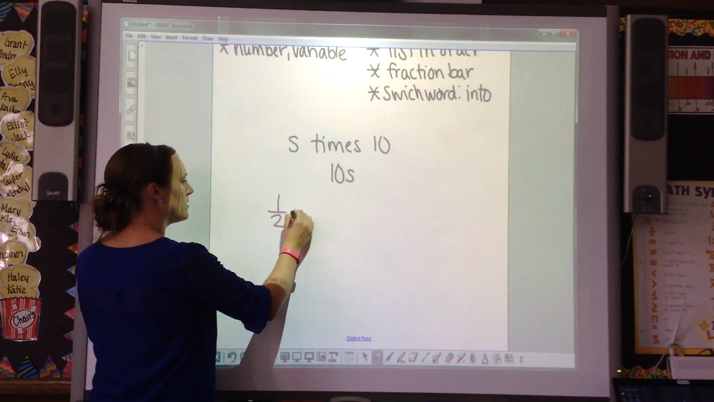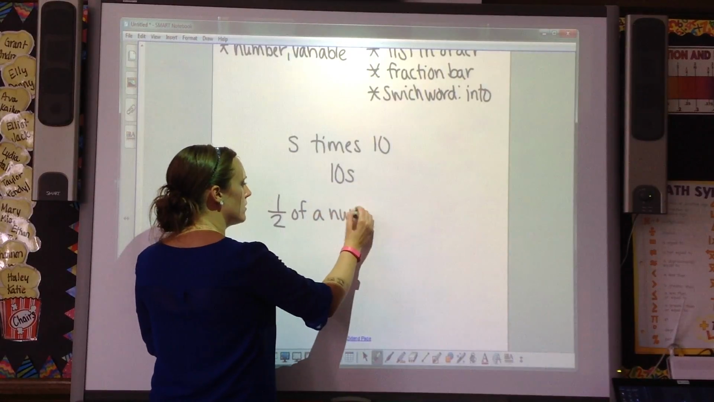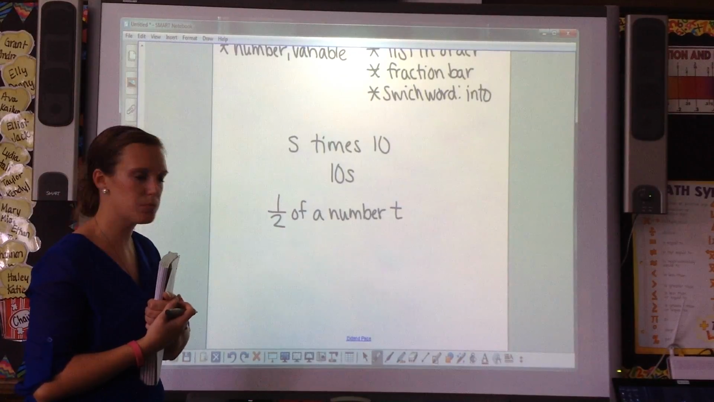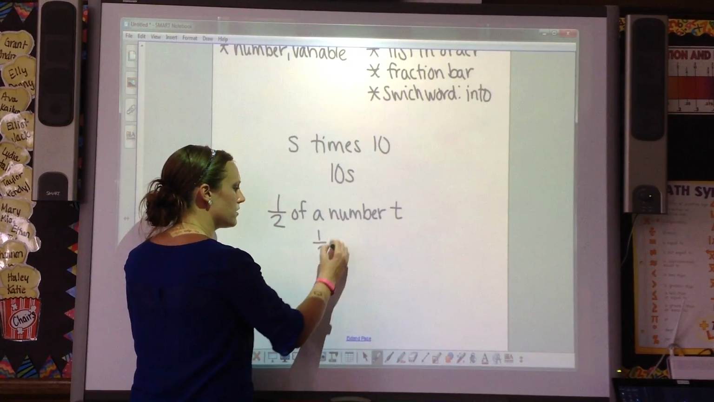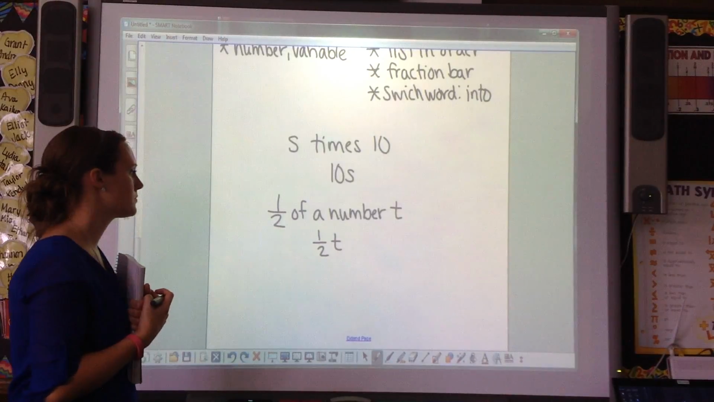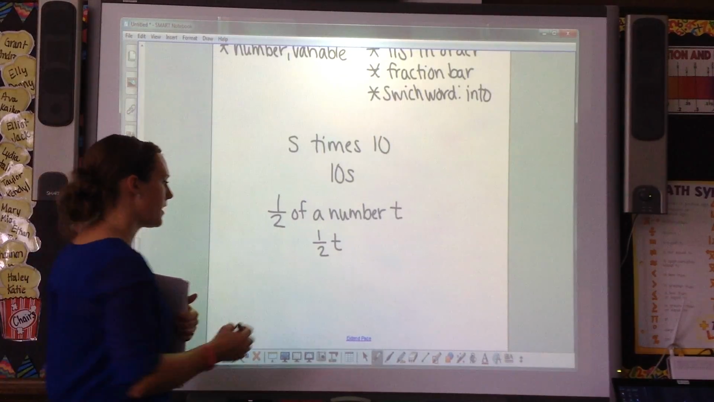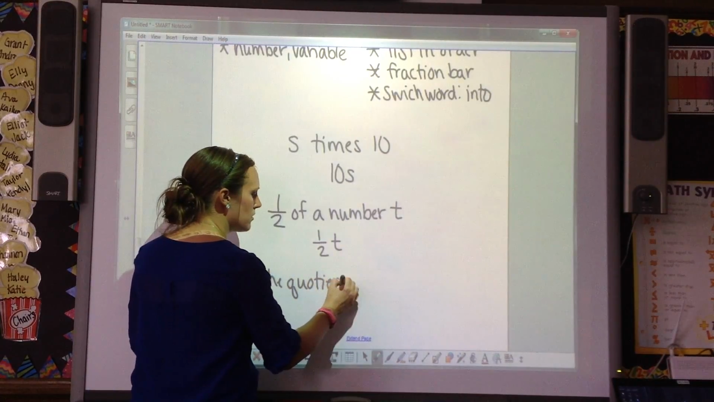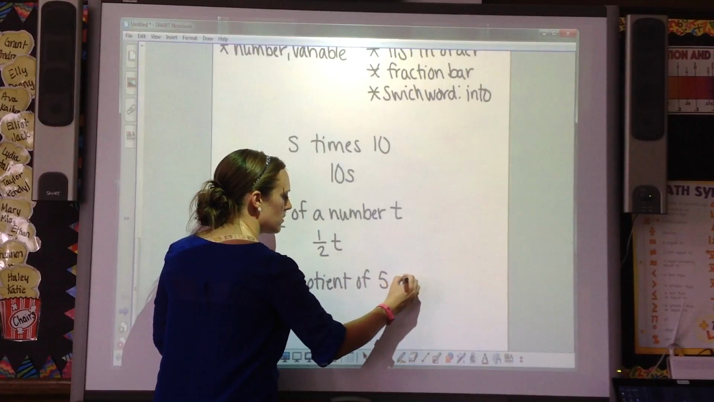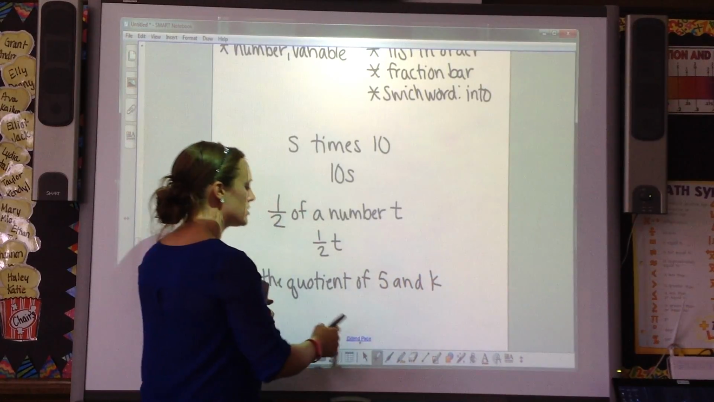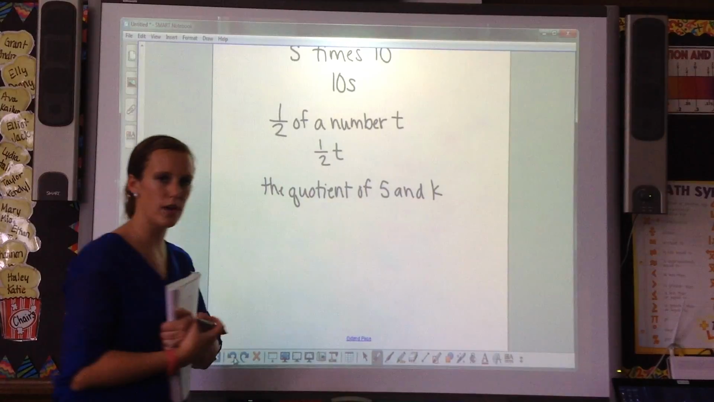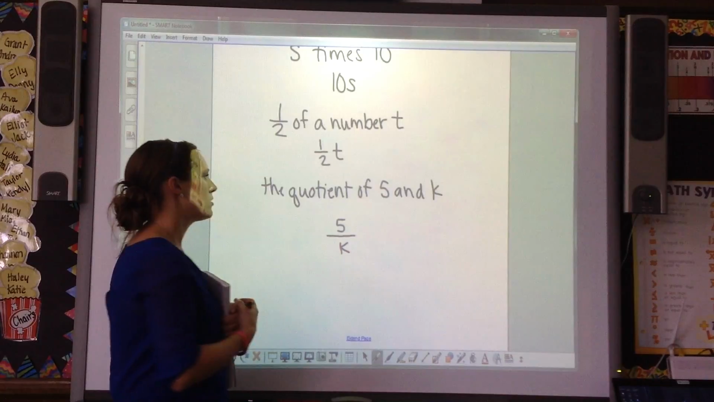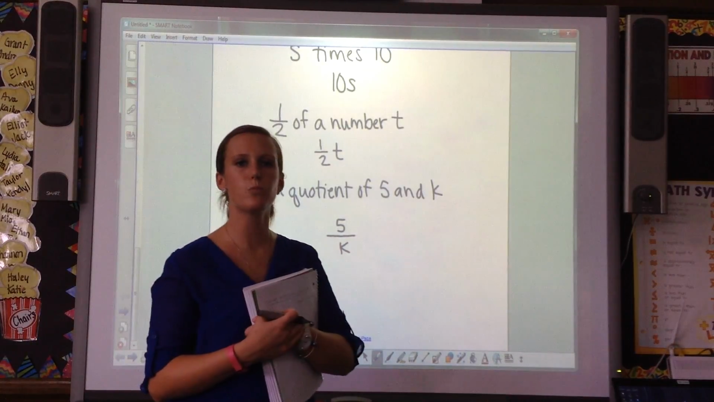Half of the number t. Of means multiply, so we're going to put them right next to each other. The quotient of 5 and k. No switch words in this division problem, so I'm going to list it right in order. For division, we're going to use the fraction bar. So those are simple one-step expressions.